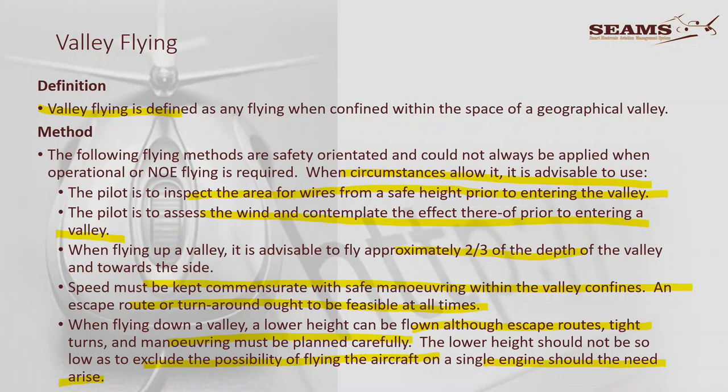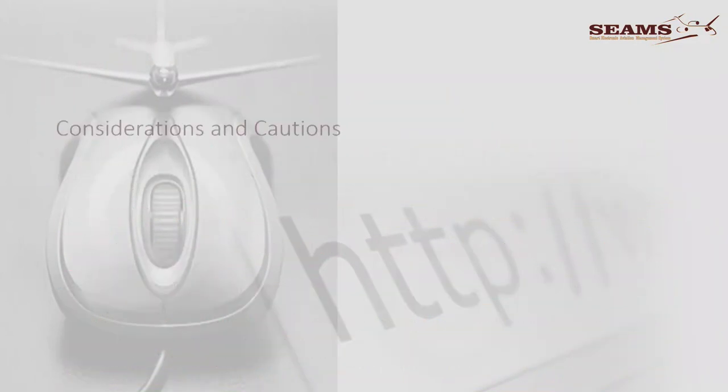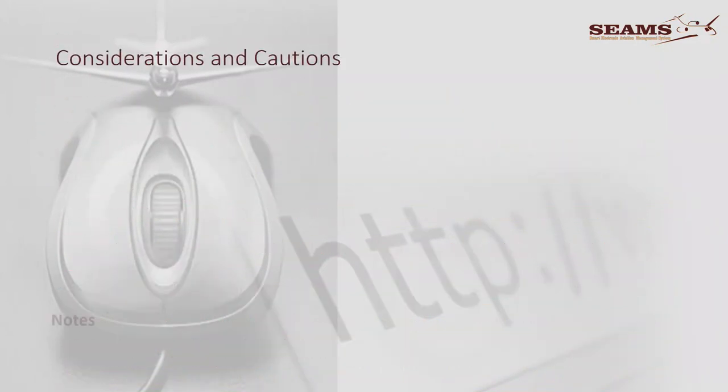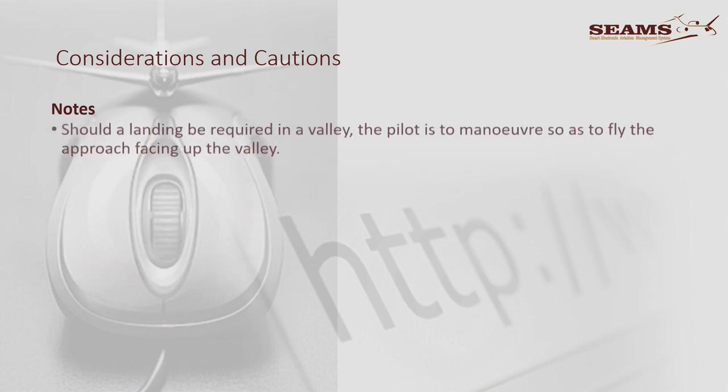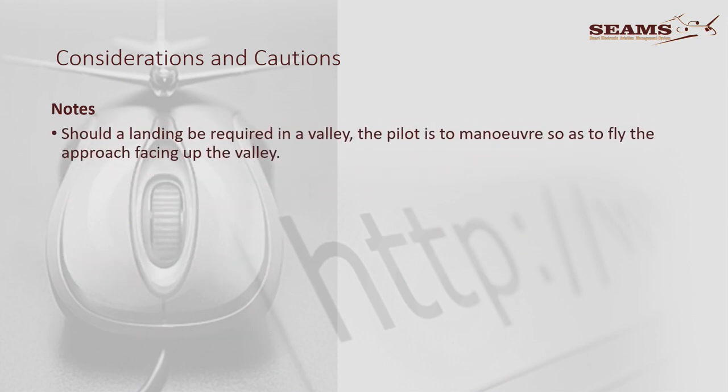Let's do that sentence again. The lower height should not be so low as to exclude the possibility of flying the aircraft on a single engine. Let's look at the considerations when we get to the pictures just now. First note, should a landing be required in a valley, the pilot is to move so as to fly the approach facing up the valley.